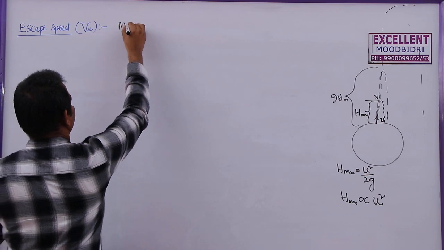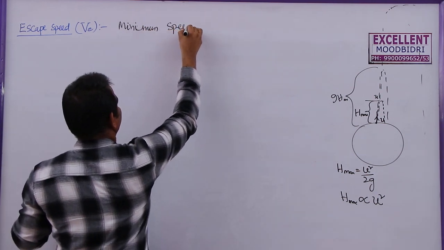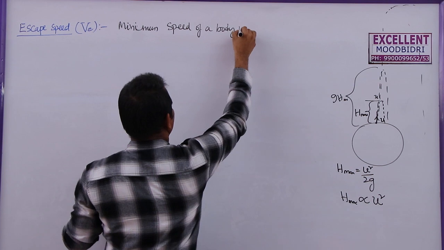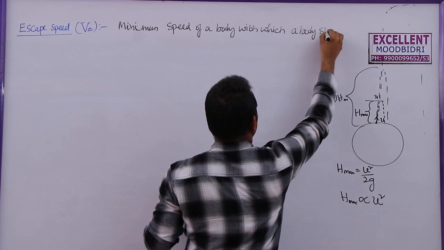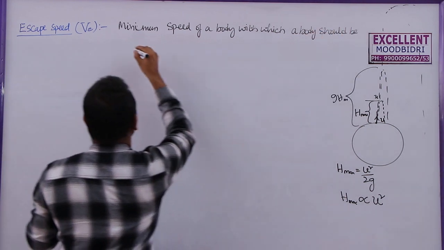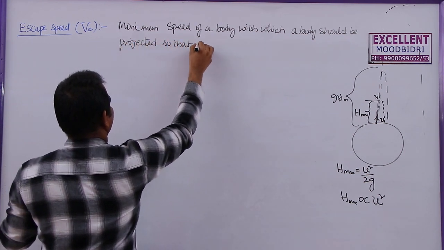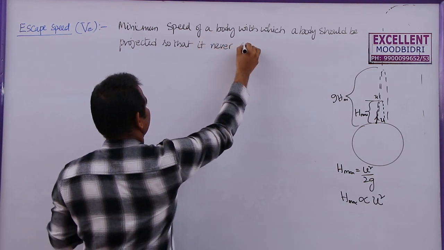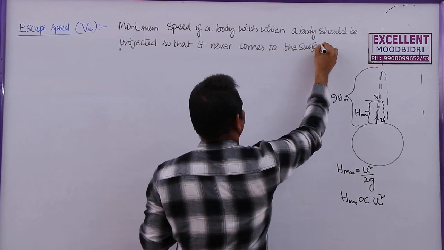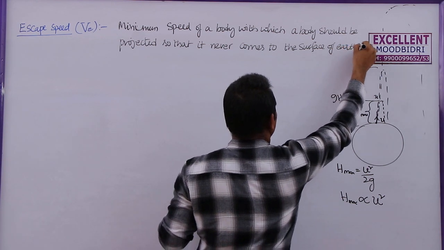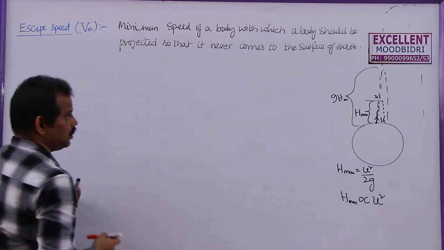So the minimum speed with which a body should be projected so that it never comes back to the surface of earth is called escape velocity. Now, how to find the magnitude of the escape velocity of this body?